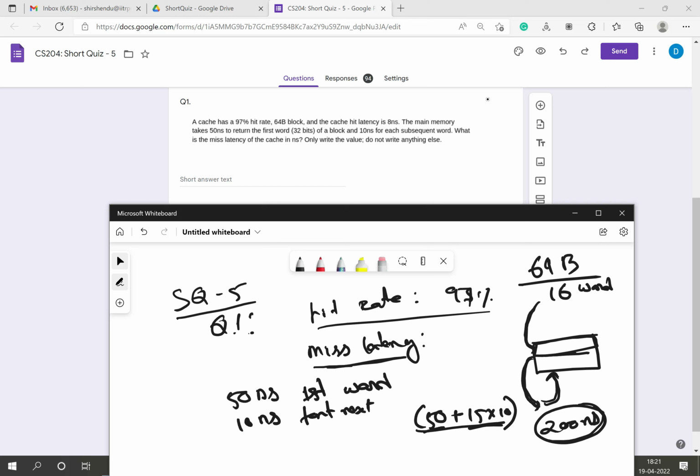But there was a small confusion in the question. Some of you added the hit time here, the 8 cycles also, and got the answer 208 nanoseconds. I cannot say this answer is wrong, because there is a small gap in the question. You assumed that you first access the cache, so this is also considered as miss time. So I have decided that if your answer is either 200 or 208, I'll consider both as correct. If it is not 200 or 208, then I'll not consider it correct. I hope this is clear.